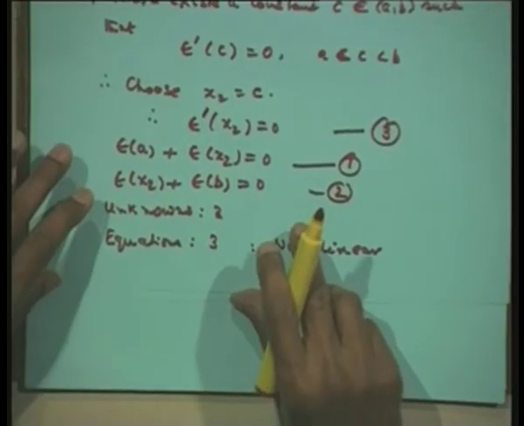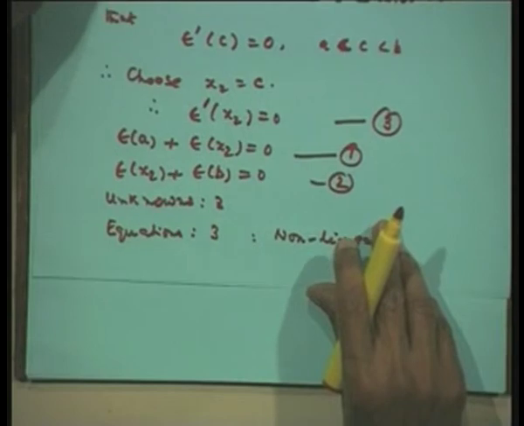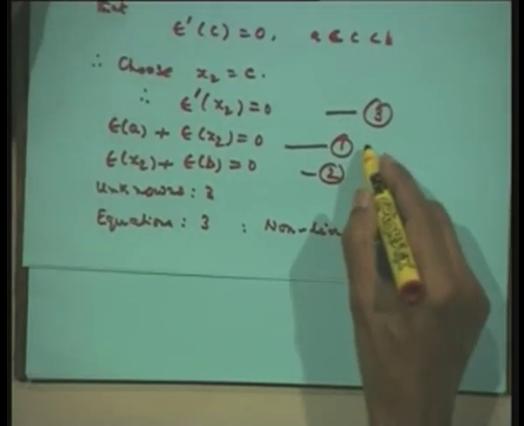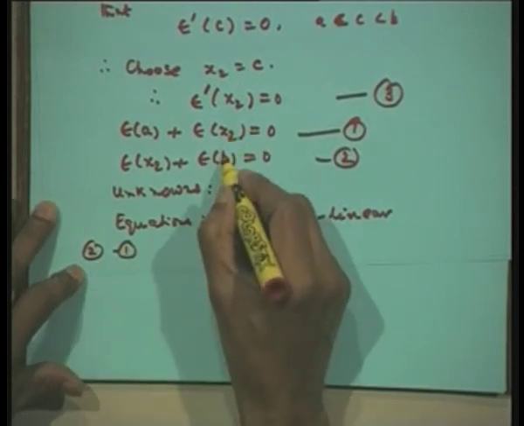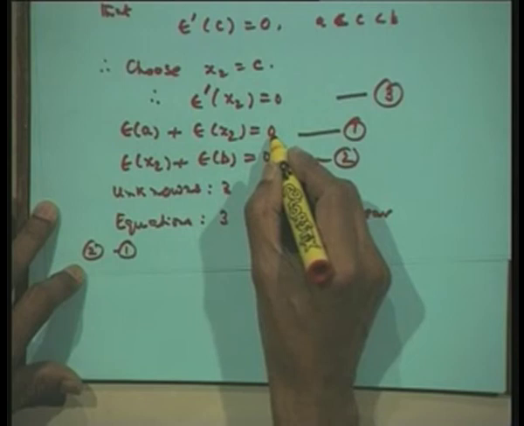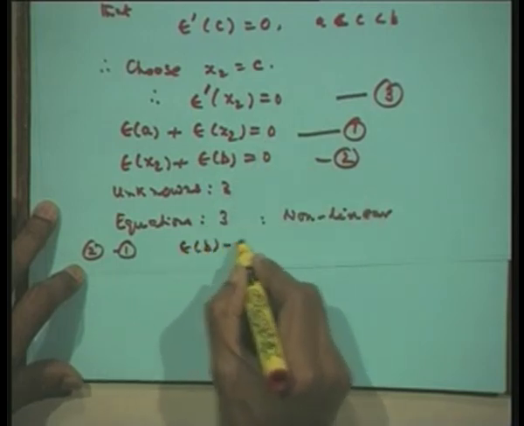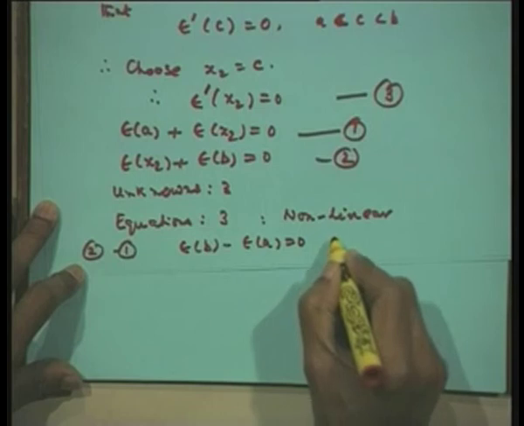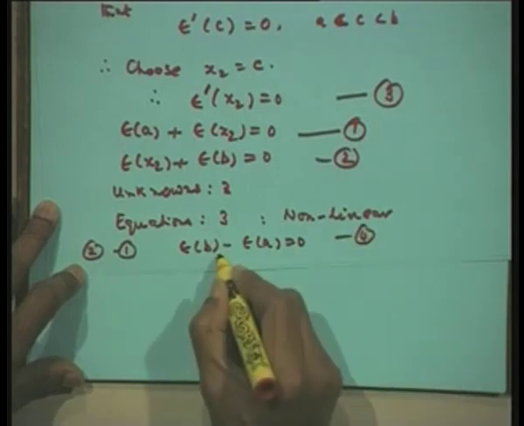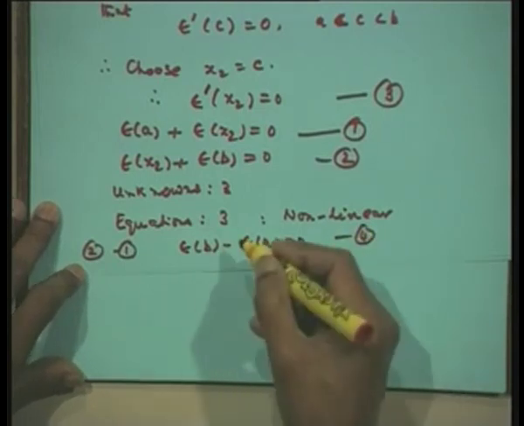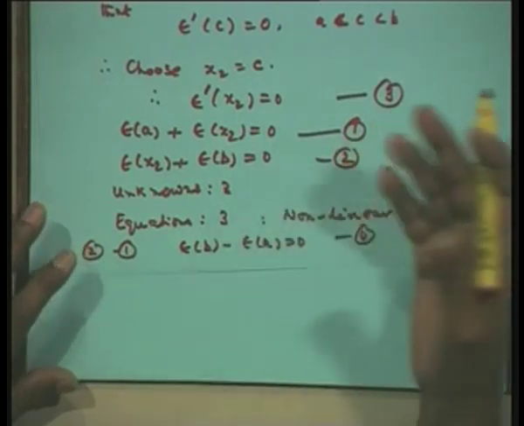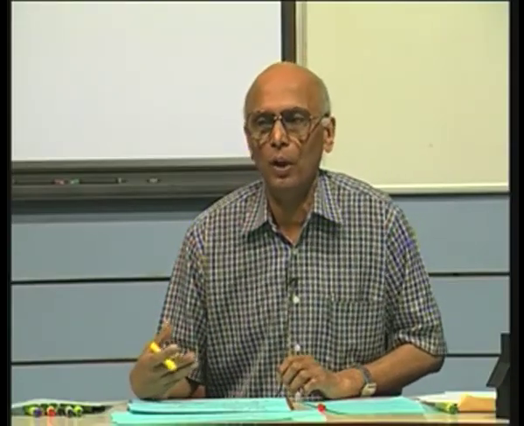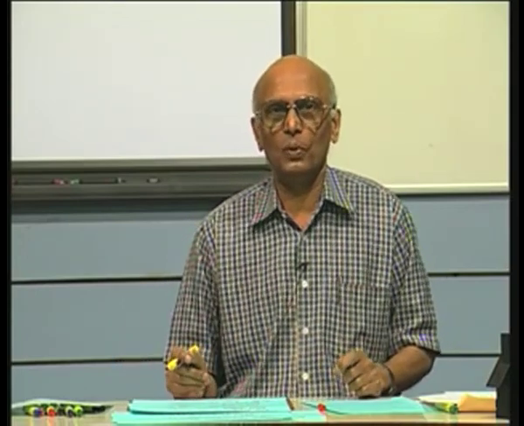For example, one equation that would really help us is that if I subtract 1 from 2, that is 2 minus 1, then I get here epsilon b minus epsilon a is equal to 0, and this does not contain x 2. Therefore, the work will be reduced by using such an equation. How we shall use it, we will see later on in our next lecture. We will do a problem on it and see how we are going to apply this particular thing. We will close it for tonight.